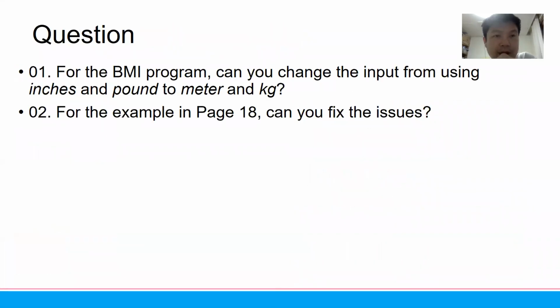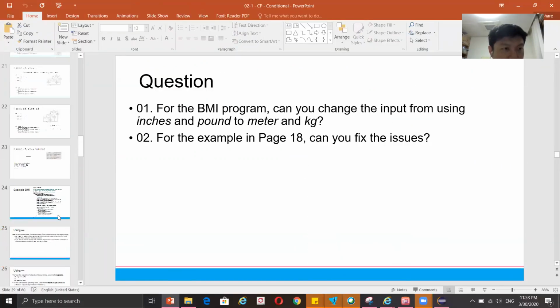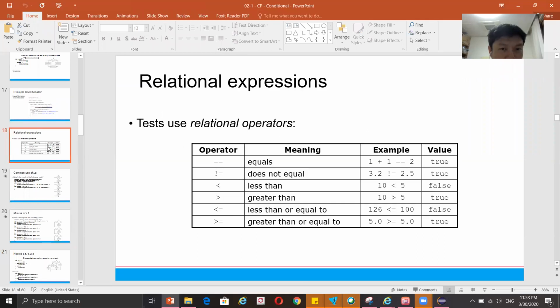Now, for the BMI program, can you change the input from using inches and pounds to meters and kilograms? Okay, so you already know this program from the previous chapter. And question number 2. For example, in page 18, can you fix the issues? Okay, what is page 18? Let's see. This one about the relational operators. So can you fix this issue?